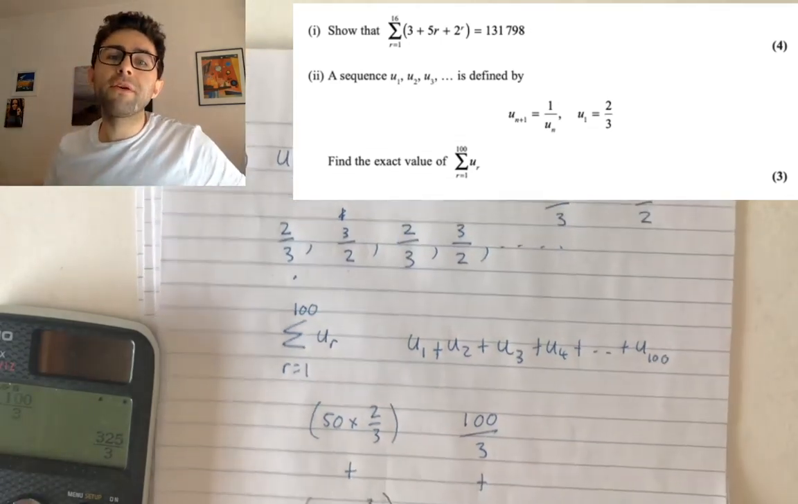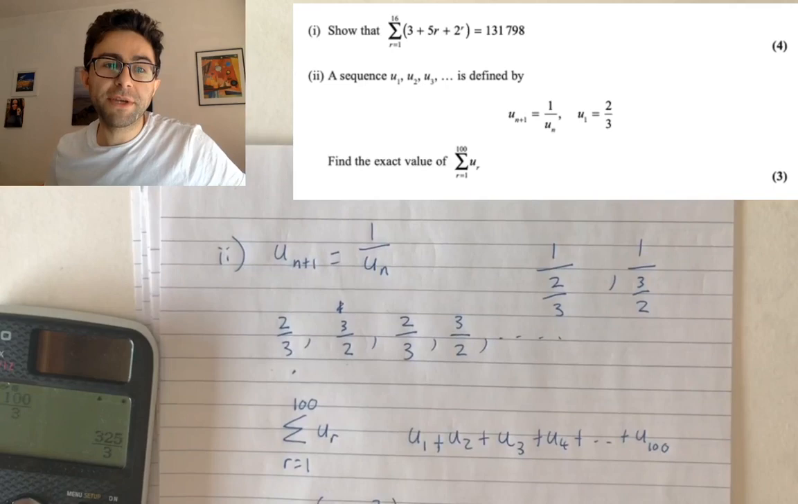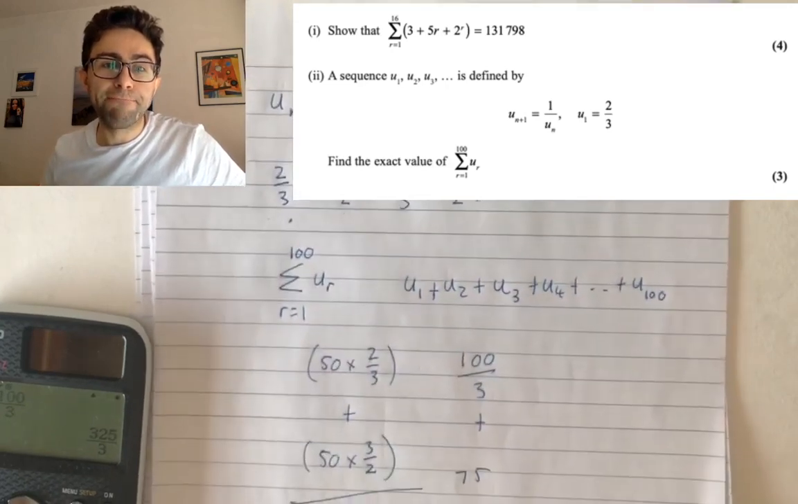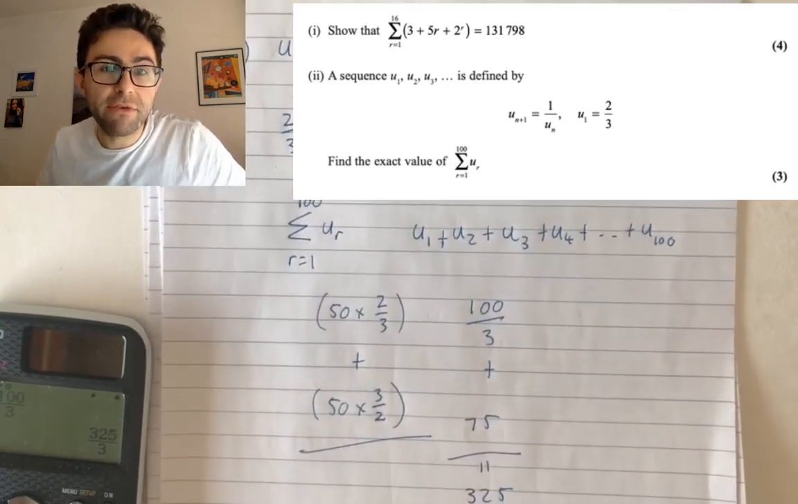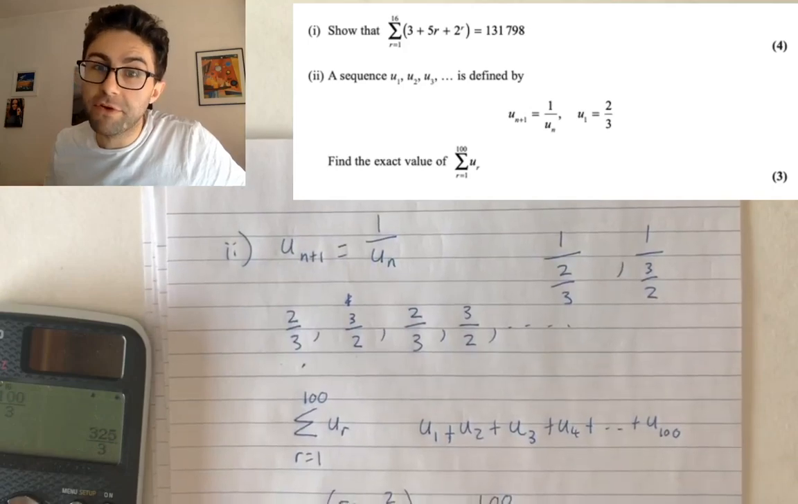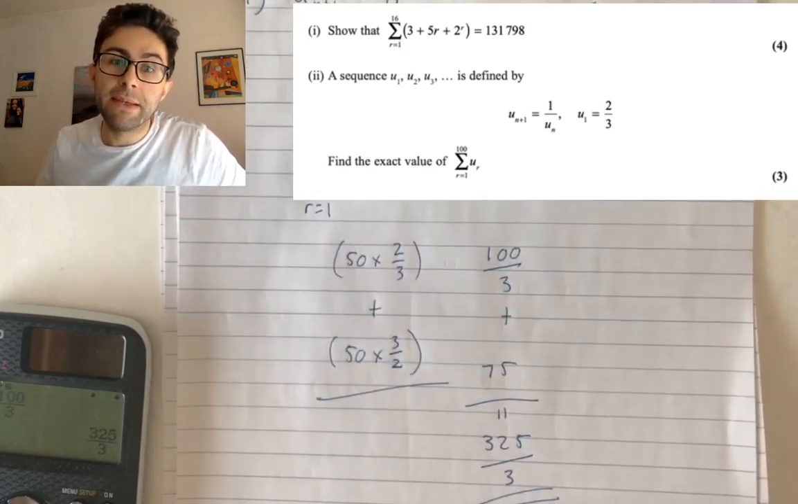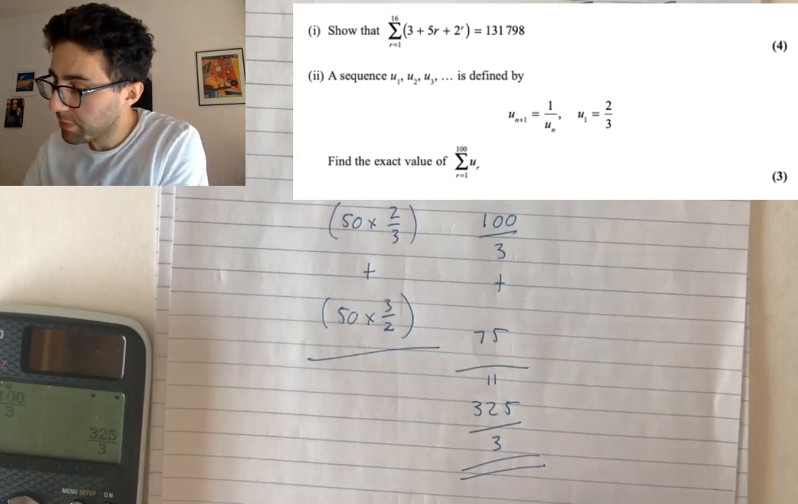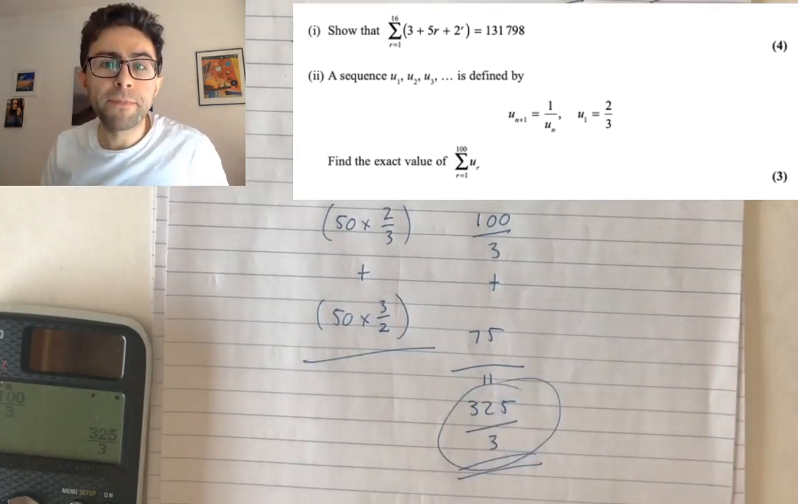It's not really a formula for that though, because this is not a specifically special sequence. You know, it's not geometric or arithmetic, so you just had to think it's going to be 50 2/3s and 50 3 over 2s. Add them together. That's the story.